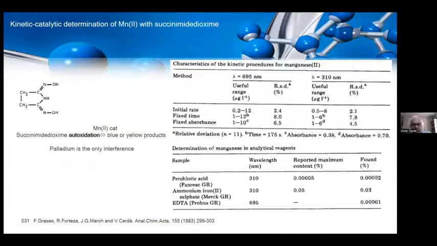A typical example made manually is the reaction of succinimide dioxime autooxidation. Succinimide dioxime is oxidized by dissolved oxygen in the solvent using manganese as catalyst, providing a blue or yellow product. The only interference with the reaction is palladium, which usually is not present in different kinds of samples.